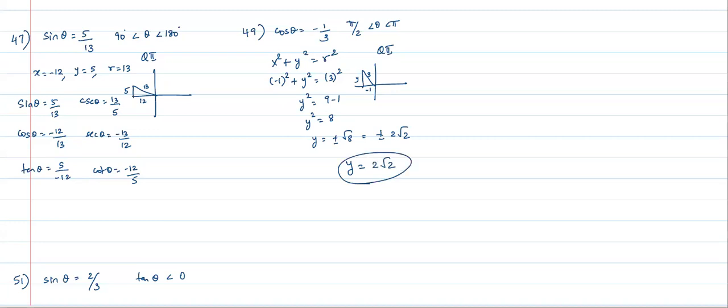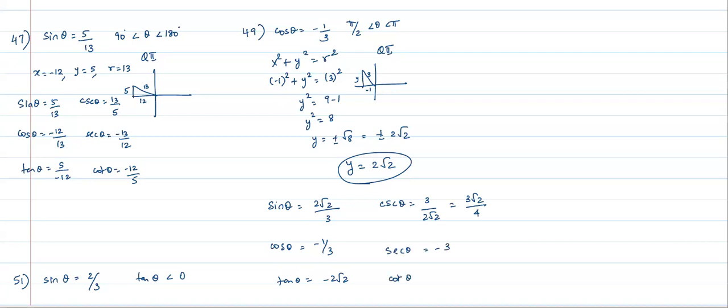use positive 2√2. So now let's summarize all our values. Sine theta will be 2 root 2 over 3. Cosine theta is negative 1/3. Tan theta will be negative 2 root 2. Cosecant theta is 3 over 2 root 2, which is 3 root 2 over 4. Secant theta is negative 3. Cotangent theta is negative 1 over 2 root 2, which is negative root 2 over 4.